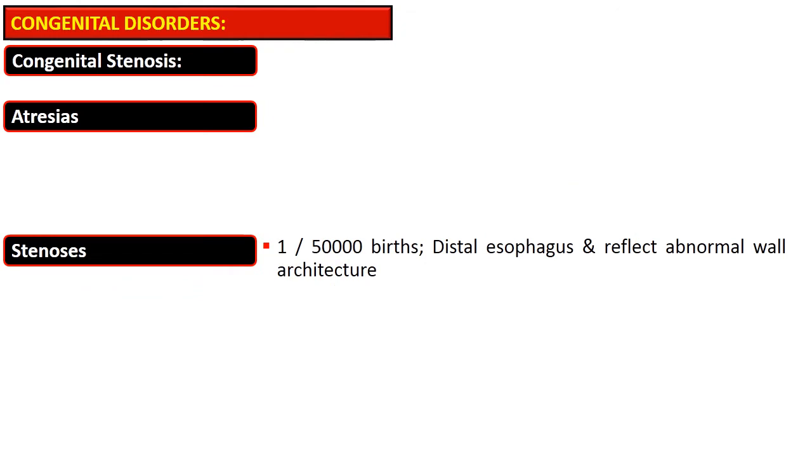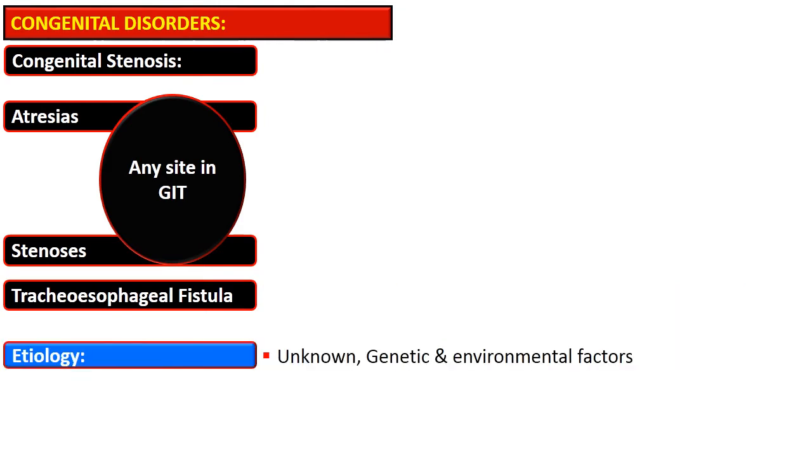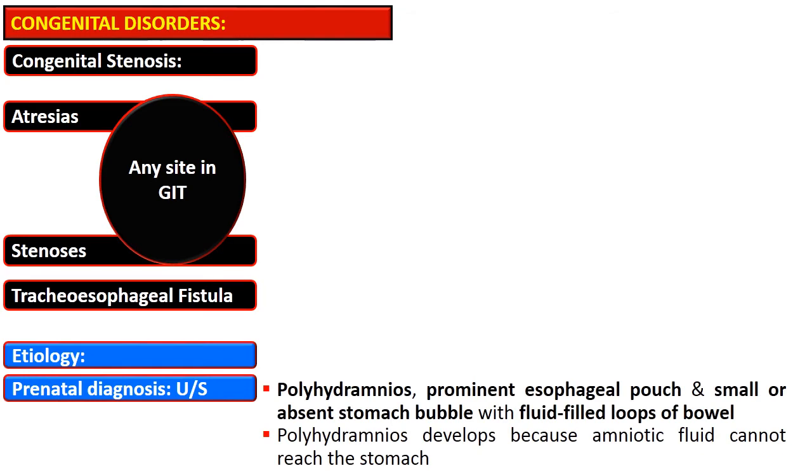The stenosis of the esophagus occurs per 50,000 births, involves the distal esophagus and reflects abnormal wall architecture. The atresias and stenosis may involve any site in the GIT. The atresia may be present alone, or more often it is associated with tracheoesophageal fistula. The etiology of tracheoesophageal fistula is unknown, but genetic and environmental factors are considered in its pathogenesis and etiology.